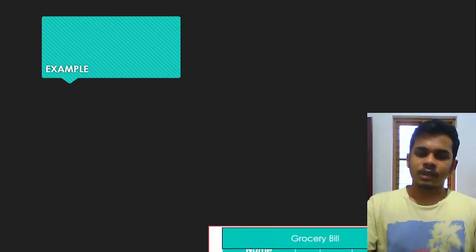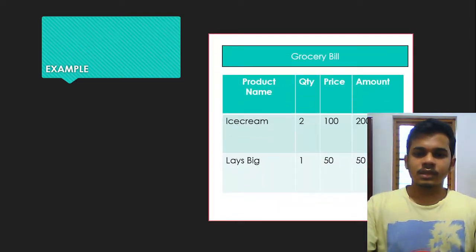Now let us discuss an example related to this concept. Let us consider a grocery bill. Here, as you can see in the grocery bill, we have the product name, quantity, price and amount. Let us consider two objects which are ice cream and lace. Here we have bought ice cream, two quantities, each having a price of 100 rupees. So the total amount becomes 200, and in the case of lace it is 50 rupees.